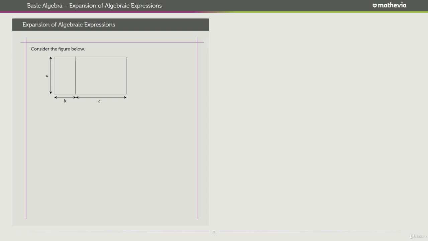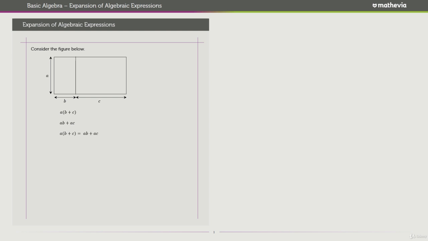If you were asked to find the area of this rectangle, there are two ways you can go about doing so. You can either add B and C together, B plus C, which gives you the length of the rectangle, and you multiply that by A. So B plus C multiplied by A. Another way is to multiply A by B to give the area of the smaller portion, and A by C to give you the area of the larger portion, and then add them together. So AB plus AC.